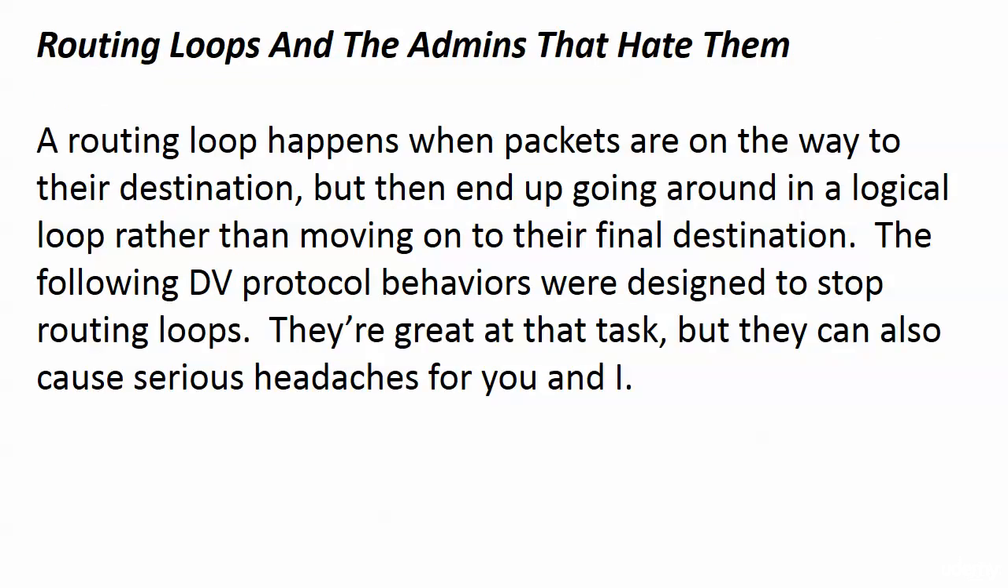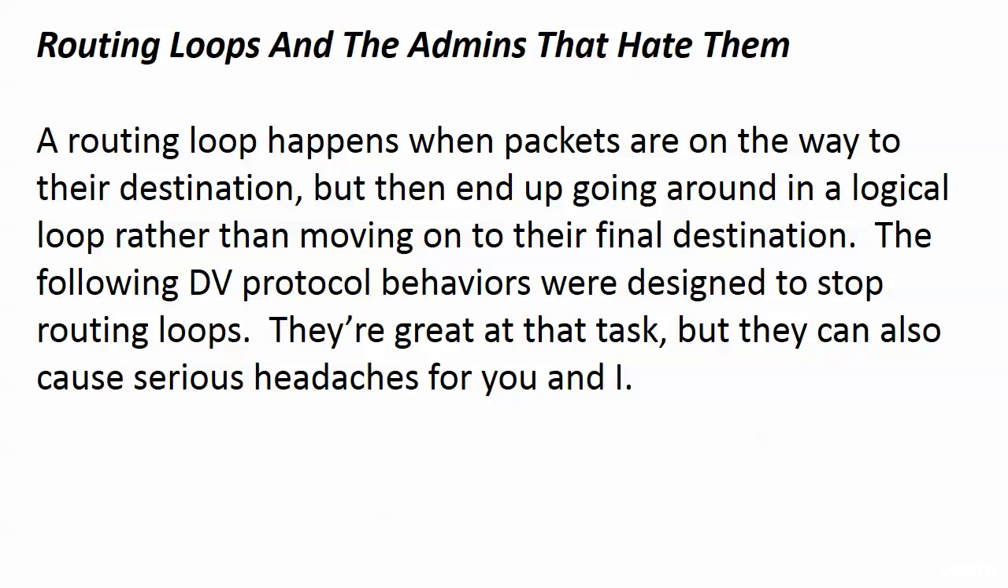Now, about routing loops, you want to watch these terms on your exam. Routing loops happen at layer 3, switching loops happen at layer 2. And at layer 2, we have something called the spanning tree protocol to help us prevent switching loops. Routing loops happen at layer 3. And this happens when packets are on their way to the destination, but somewhere in the middle, they end up going around in a logical loop rather than moving on to their final destination, and the packets finally just time out. So, your packets are leaving, but they're not getting where they're supposed to get. They're getting lost in the middle.